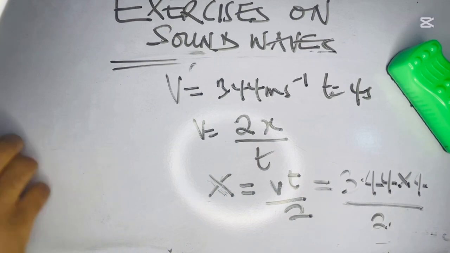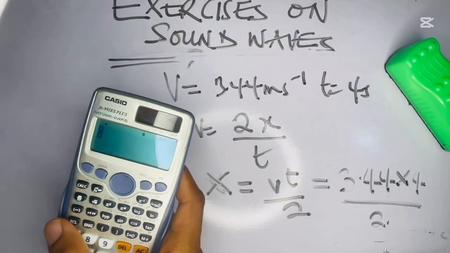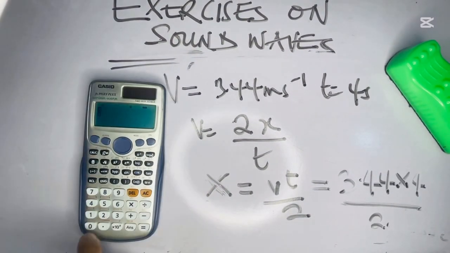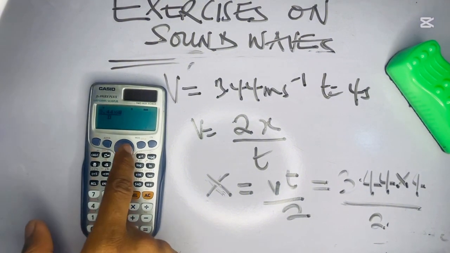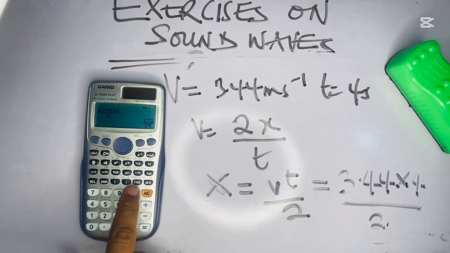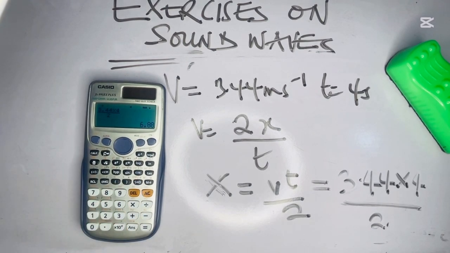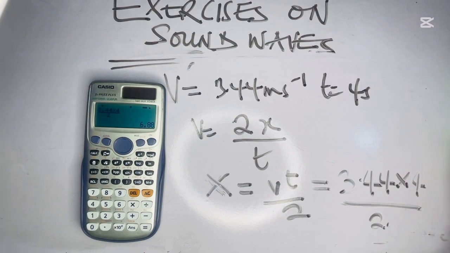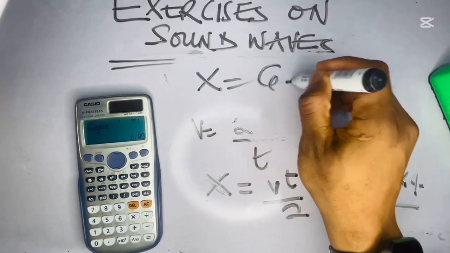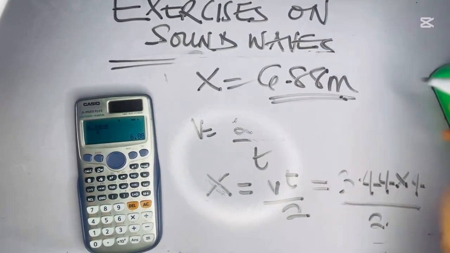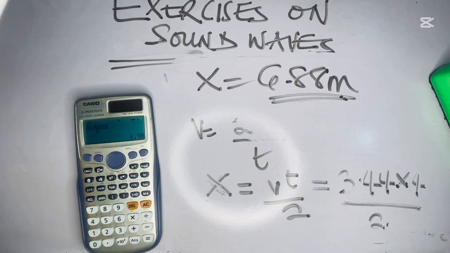So let's get our calculator. If we have 3.44 multiplied by 4, all divided by 2, it's going to give us 6.88. It's going to be expressed in meters. So our final answer for x, that is the depth, is going to be 6.88 meters. We are going to express it in terms of meters, and that's what we are told to look for.